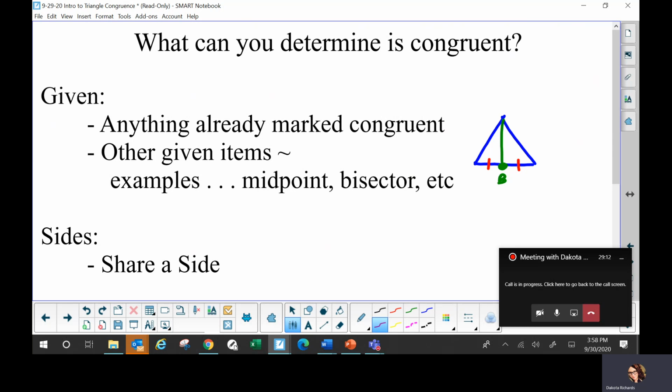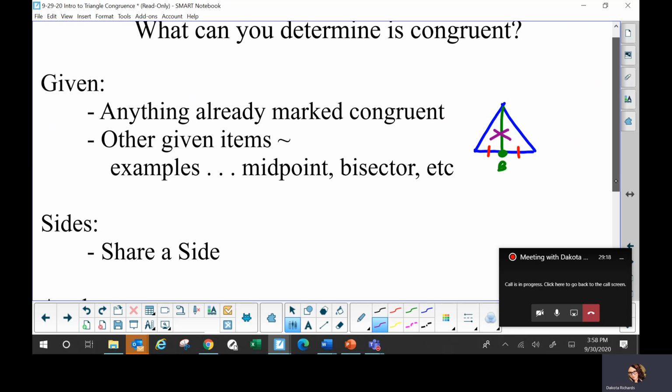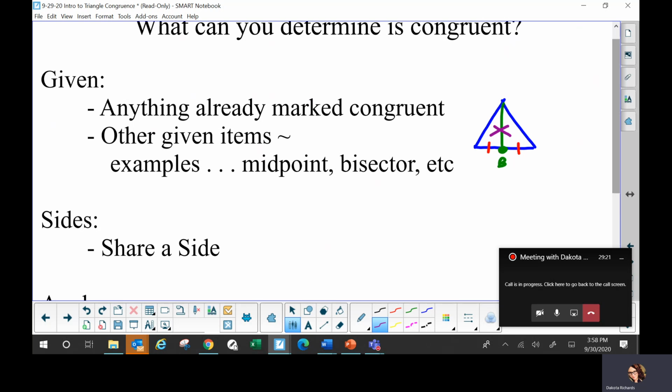Sometimes they share a side. So on this example, where I put that purple X, that is where they would share a side. So if we were given that these two angles are the same up here, we could say, nope, just kidding, never mind. Forget I did that. If you were given this angle right here is 90 degrees on both of these, you can say these two triangles are congruent from side, angle, side.